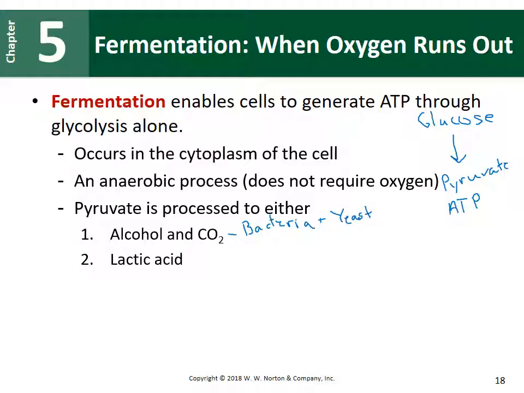So if you think about yeast, if we put it into an anaerobic environment, like bread or beer, it will produce alcohol in the beer and wine, and also carbon dioxide, so we end up with bread that has air holes or air bubbles in it. In humans and other mammals, instead of producing alcohol and carbon dioxide, our cells produce lactic acid.